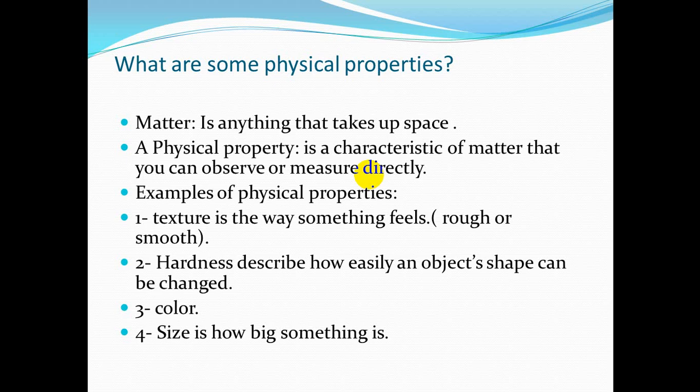Number three, color. Not all matter has the same color. We have different colors, for example our notebooks and our bags. Number four, the size. The size means how big something is. For example, the coins. Not all the coins have the same size. In your book, we have many shells and a sea star. We said that the sea star is the biggest one. So not all matter has the same size.